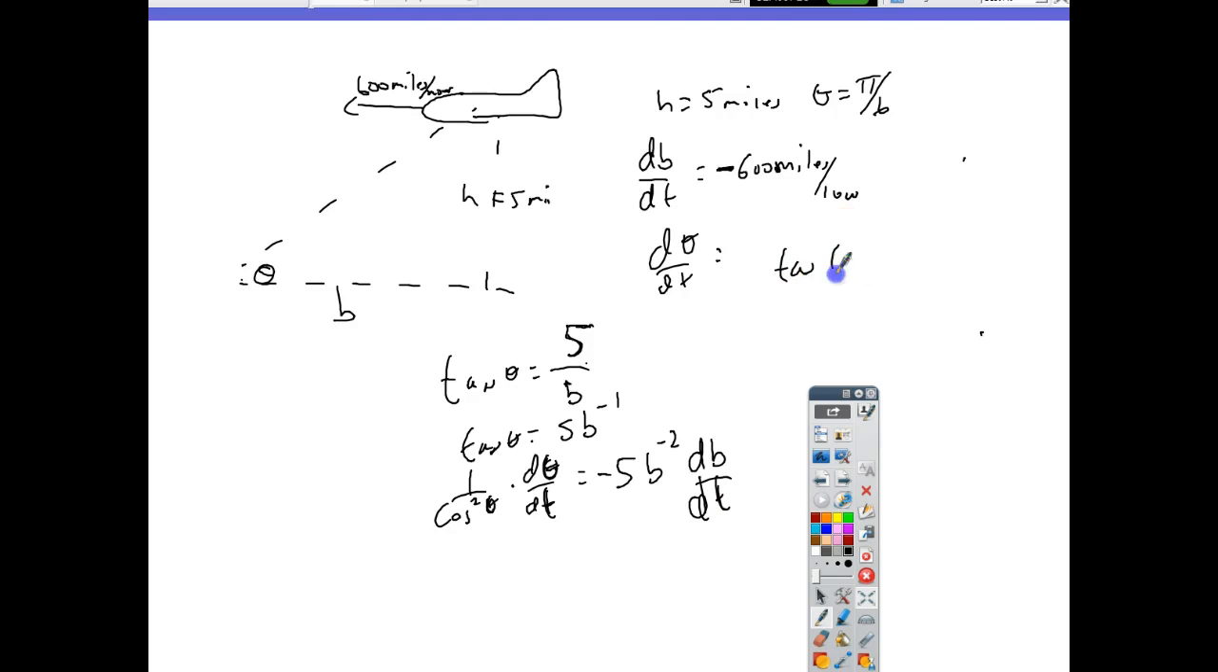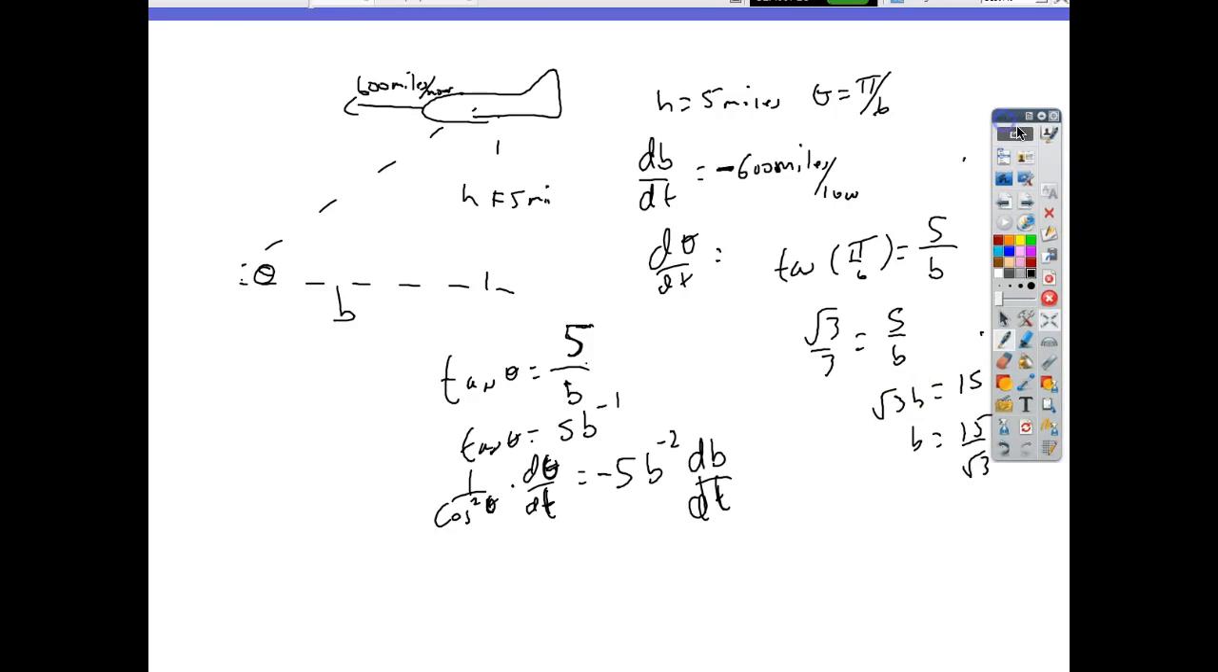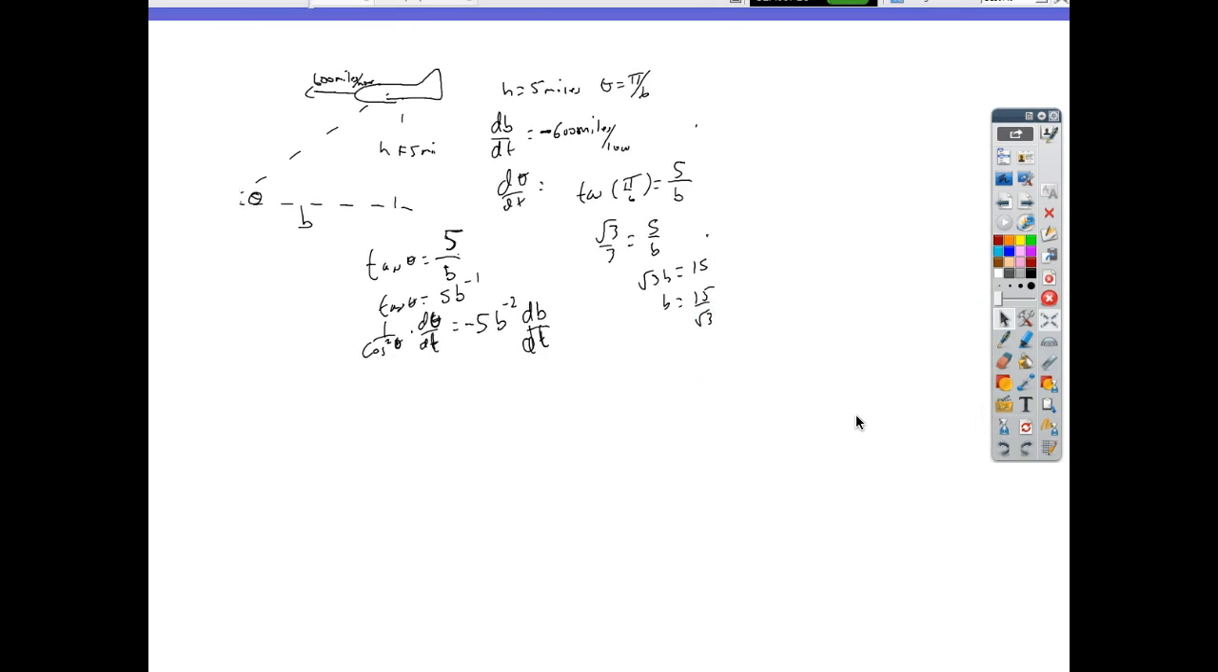So I go tangent pi over 6 equals 5 over b. Tangent of pi over 6 is root 3 over 3. So if root 3 over 3 equals 5 over b, then it's root 3 b equals 15, or b equals 15 over root 3. So I'm going to have to shrink this down. So let me try that out. Is that okay? I shrunk that a little bit. Hard to see, but I need some more room.